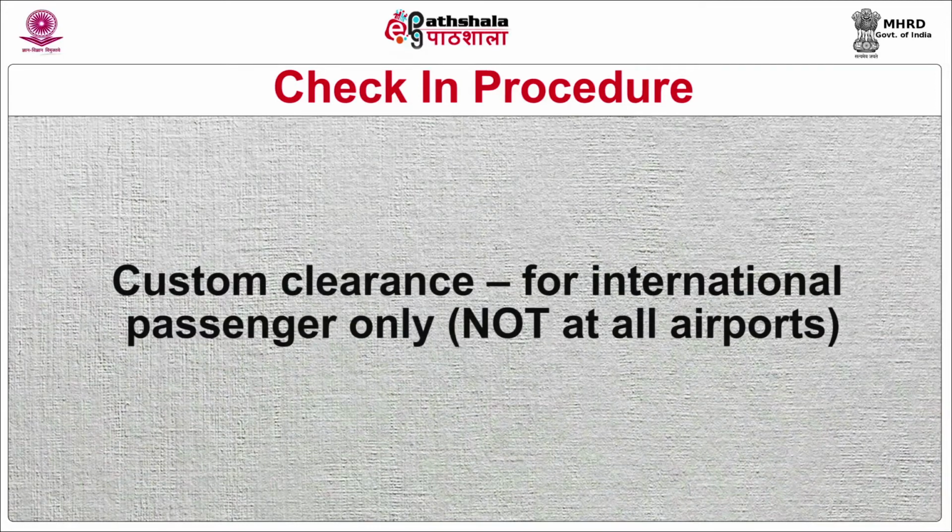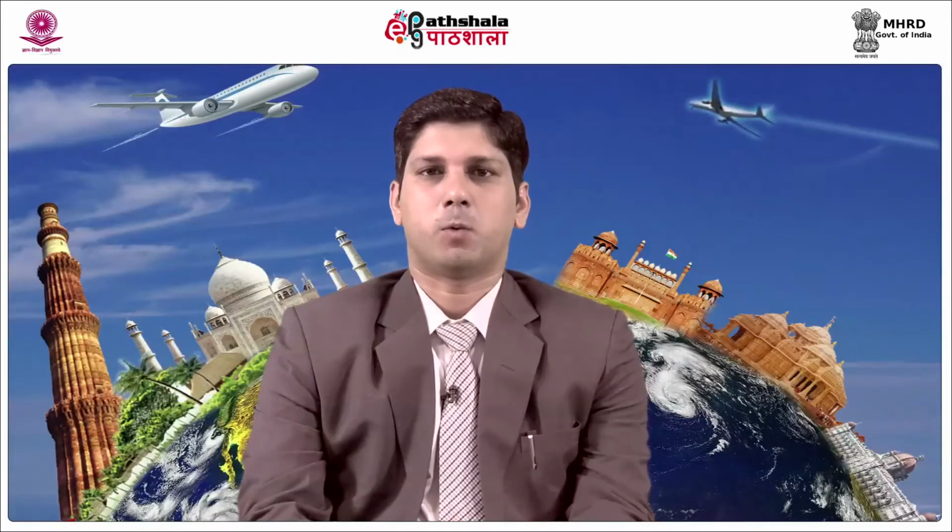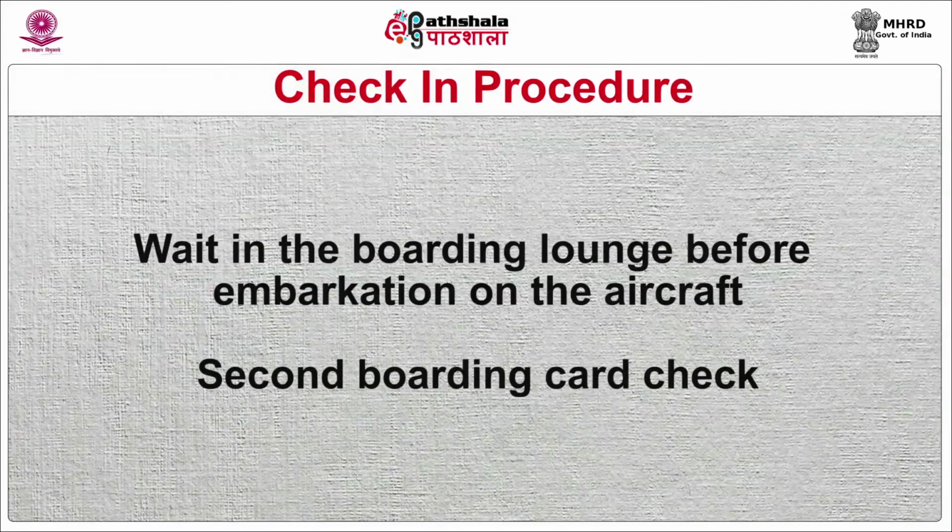The next stage is customs clearance for international passengers only, and this is not done at all airports. At first, the boarding card check-in is done manually or electronically by a barcode printed on the boarding card. After that, the baggage identification for the passengers. This is done mainly for the passengers from connecting flights or a routine check at a few of the airports. The next is the security checks for passengers and hand baggage before entering into the waiting area. The passengers have to wait in the boarding lounge before embarkation on the aircraft.